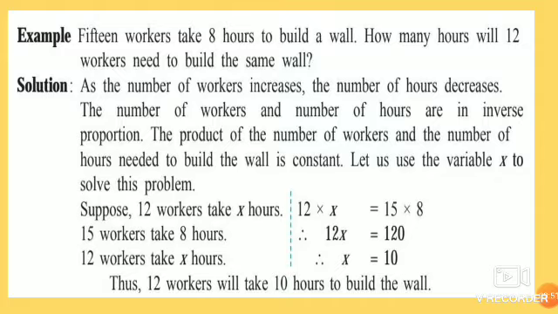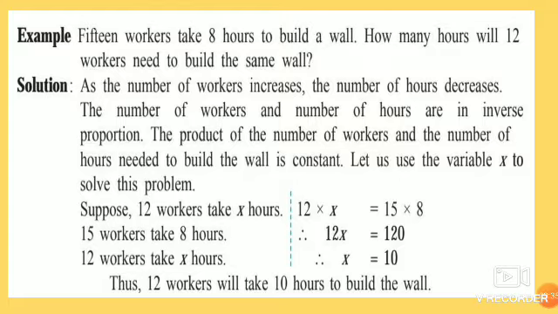Now the time required to complete the work or build the wall. In the first condition the work hours are given, but in the second condition the number of workers is less, so they will require more time to build the wall. So the first quantity, the number of workers, decreased, and the second quantity, the number of hours, increased. First quantity decreased, second quantity increased. It means this example is of inverse proportion. Write down the solution.